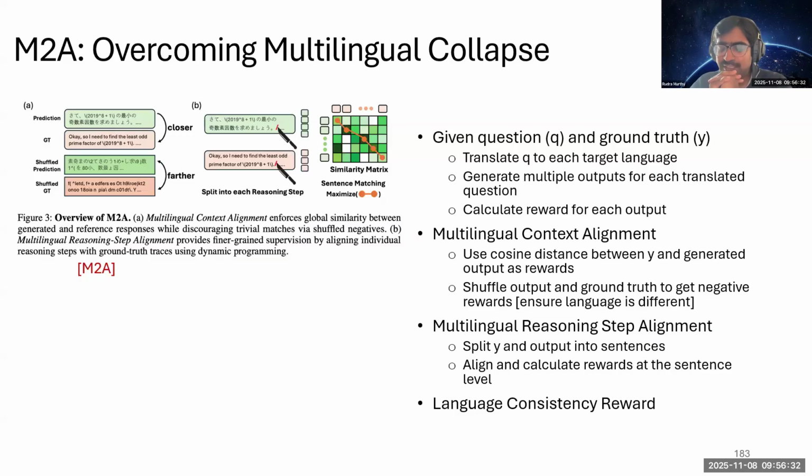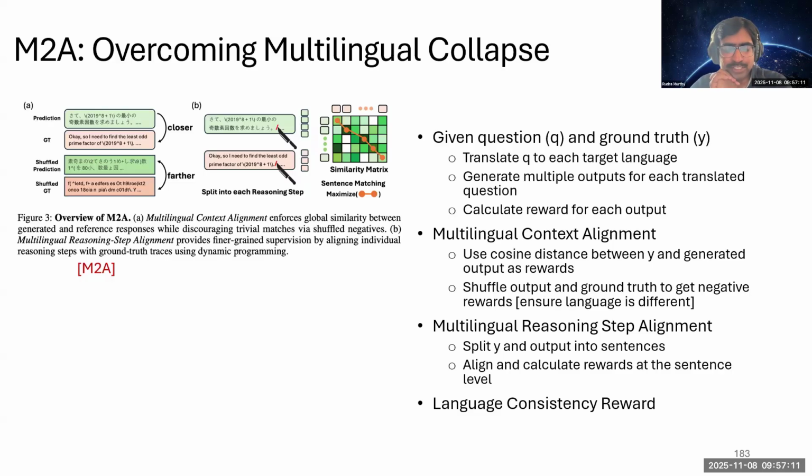Okay, we know that the reasoning language is predominantly English, and we tried using some prompts informing the model to reason in the language of the query, but that did not help. Can we do something? Because we want the model to reason in the language of the query. We don't want it to use English all the time. So let's look at this work called M2A, where they try to overcome this multilingual collapse. What the authors propose is, can we use RL to ensure that the model always reasons in the language of the query rather than English?